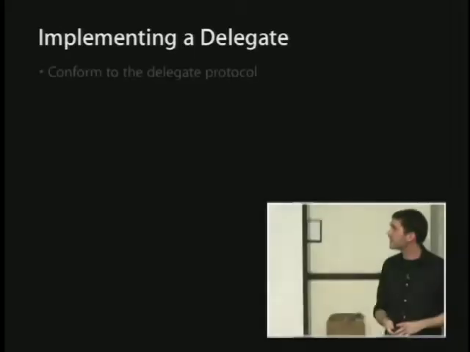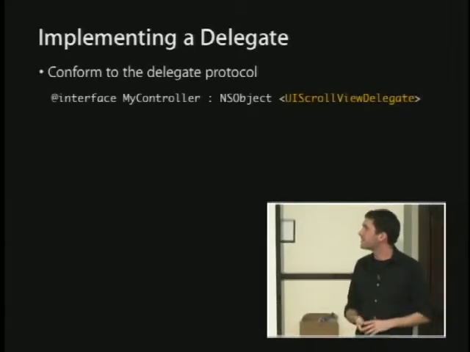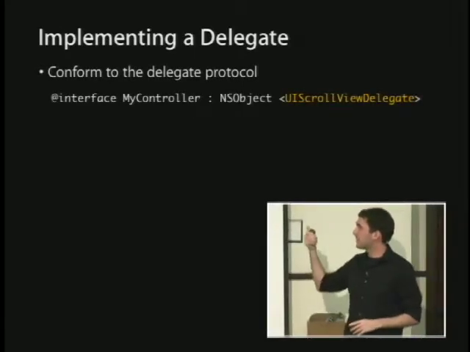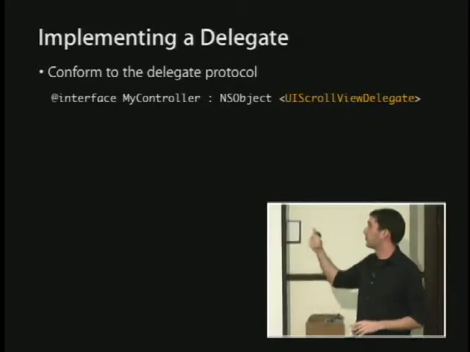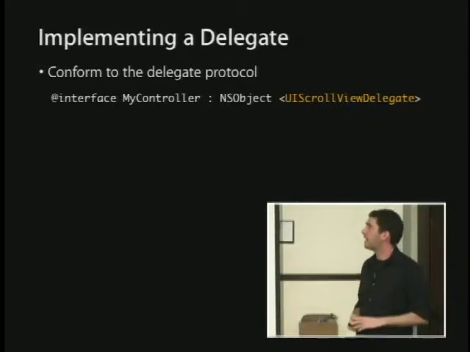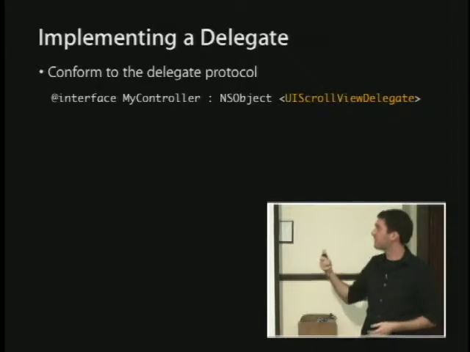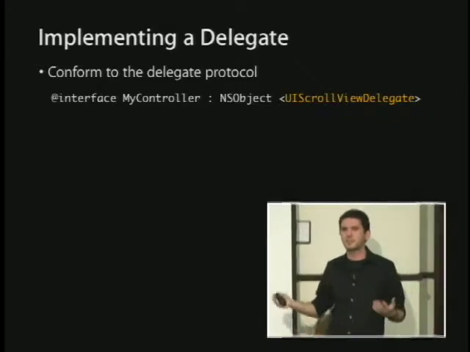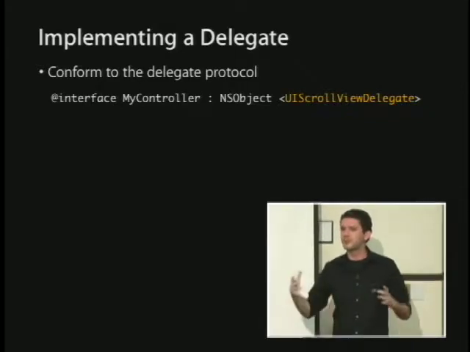All right, so there's actually, as I mentioned, quite a few other delegate methods, and you can check out UIScrollView.h where you can see all of them. But let's take a look at implementing one of these things. So first of all, we have to declare that we conform to the protocol. So in this case, we have our controller, MyController. It's a subclass of NSObject. This could also be a subclass of UIViewController if we were implementing a view controller.